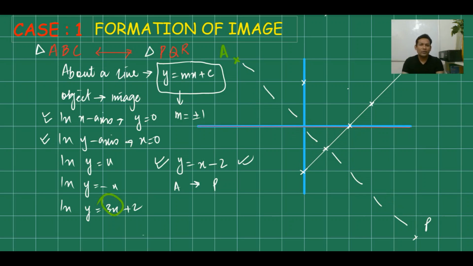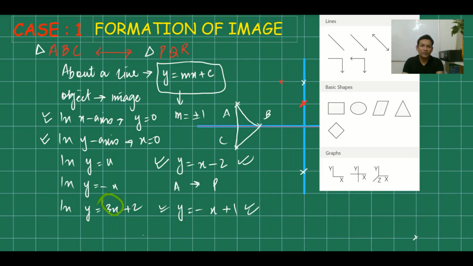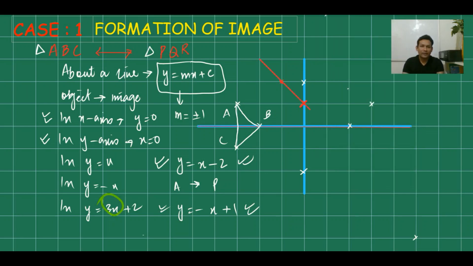So with the same thing, we can have one more example: y equals negative x plus 1. Plus 1 means the y-intercept, and the gradient is negative. I will do this object, with point A, point B, and point C, and I want to do the reflection of this object in y equals minus x plus 1. First of all, I want to draw this line. The y-intercept is 1, and minus x means you will move diagonally like this. So this is the point, and when I draw this line, the line will be here.